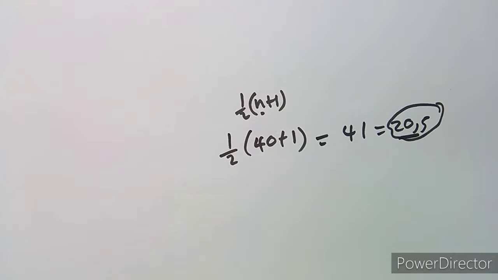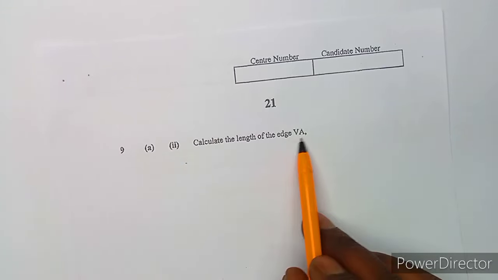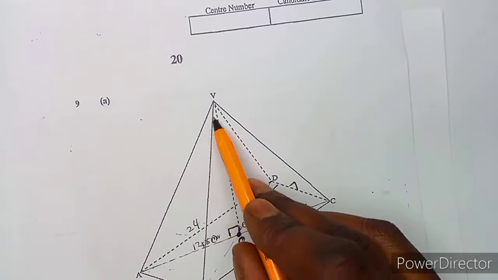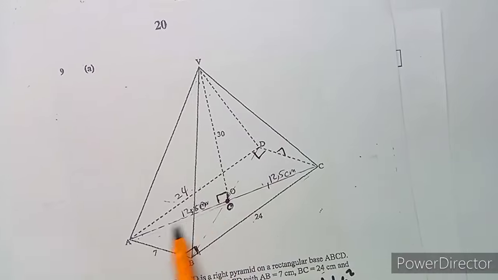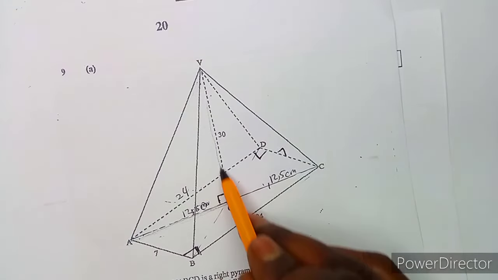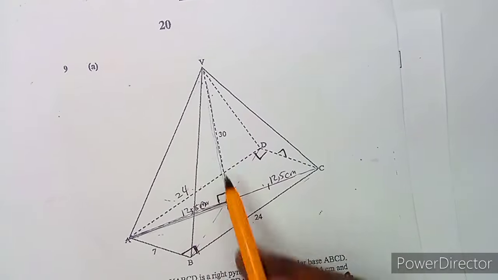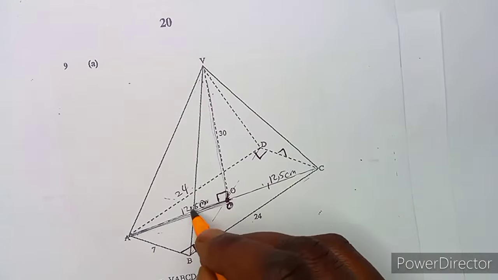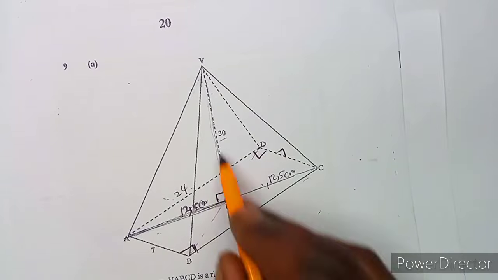Okay, on item 2, now you see the length of VA, the edge VA. This is the length of this edge VA. As you can see, we need this AO and this VO, because this is forming a right angle triangle. If you look, this is a right angle triangle here, and we say this is the center. So if this is 12,5, this is 12,5. So I'm going to use this triangle with the 30 here and 12,5.